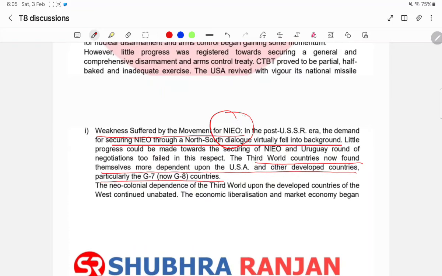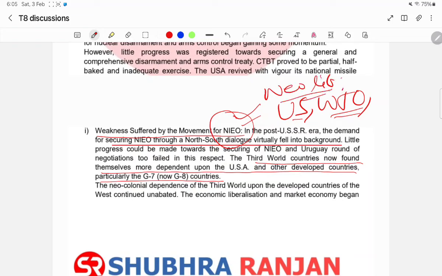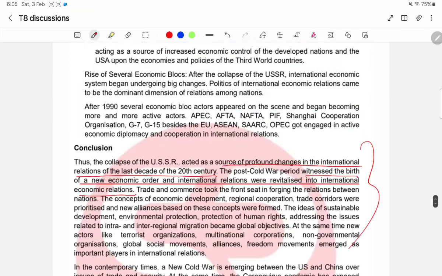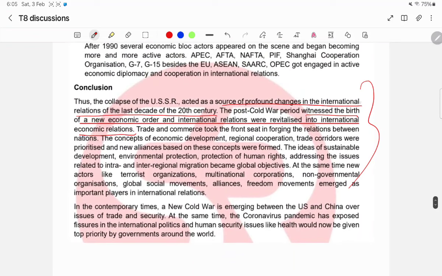The New International Economic Order of the NAM countries decreased because many countries started aligning with the Americans. WTO was established. Okay. Neoliberal policies were adopted by many countries. India also itself went through LPG reforms. Okay. The relevance of NIEO decreased. So in this way you can try it and conclude in this way.